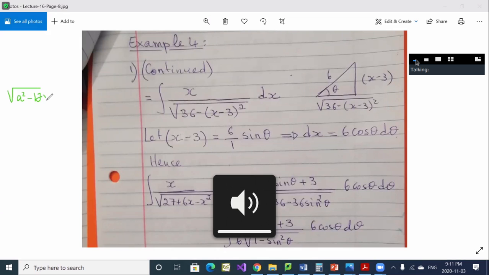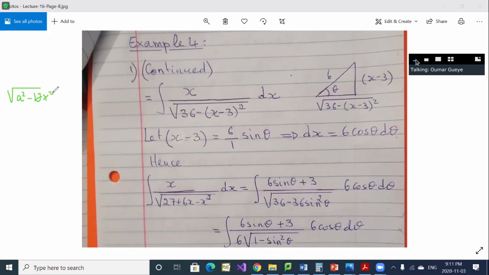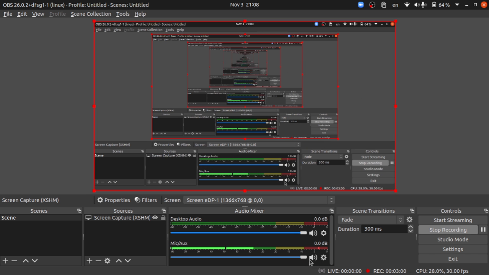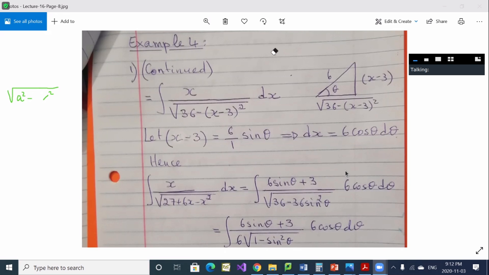squared times x squared. Okay? Just want to write it again because it's not clear. It's the b squared. Okay?